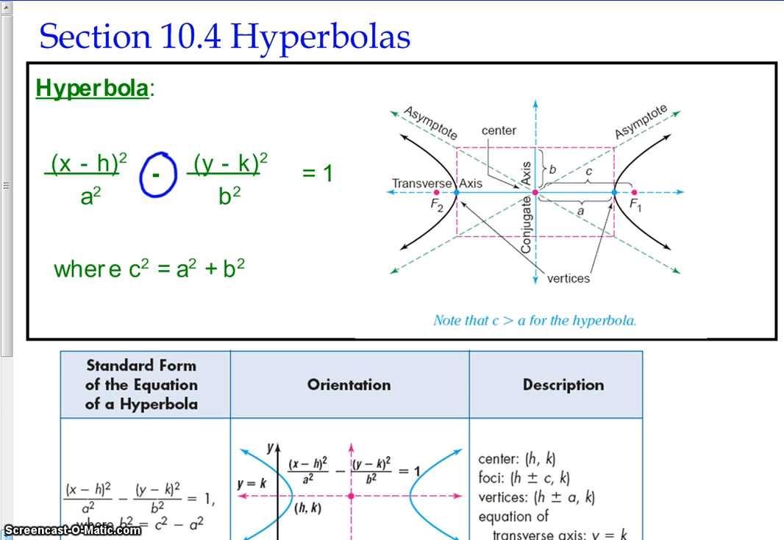Because of that subtraction sign, you do see them switched around more. Usually we see the x squared first, but you're going to see y squared coming first and the x coming second. I'll show you some examples of that in a bit. It's a lot about this box that you see right here, making our box and using that to make our hyperbola.